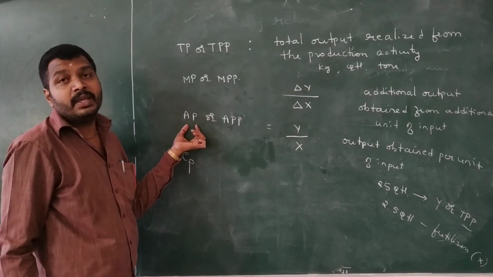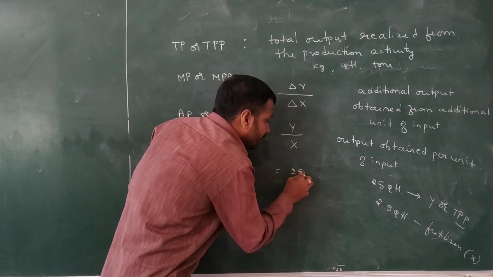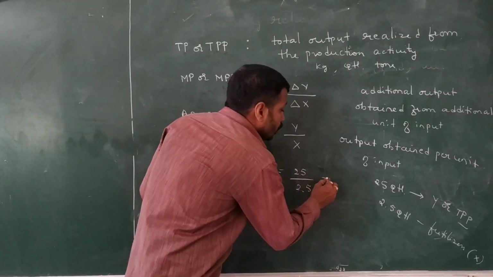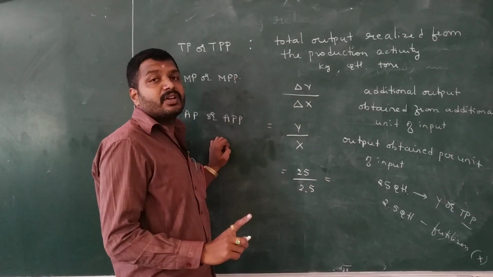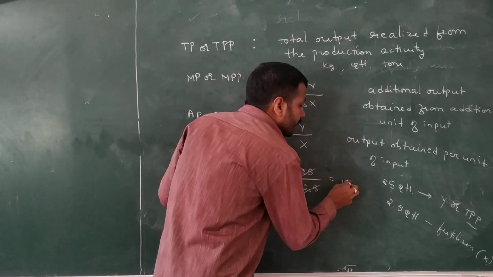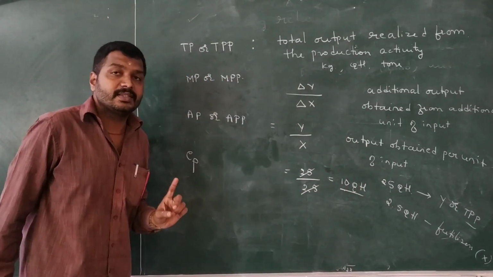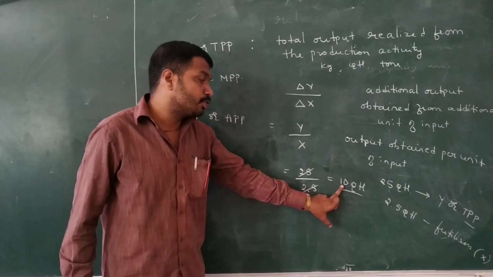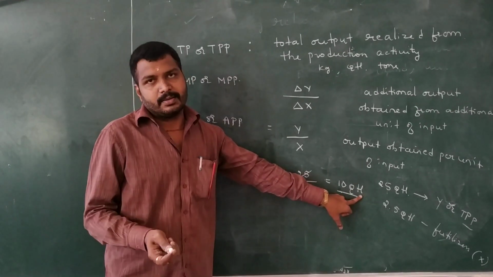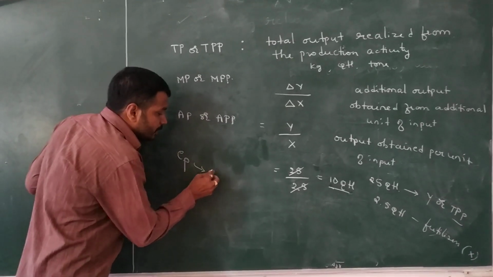The answer is the average productivity. So it is Y, 25 quintals, divided by 2.5 quintals of fertilizer. So on an average, every quintal of fertilizer is going to yield 10, is it not? So it is 10 quintals. It means every quintal of fertilizer usage, on an average, is going to yield paddy of 10 quintals to the farmer. Is it clear? So the last concept is about elasticity of production.